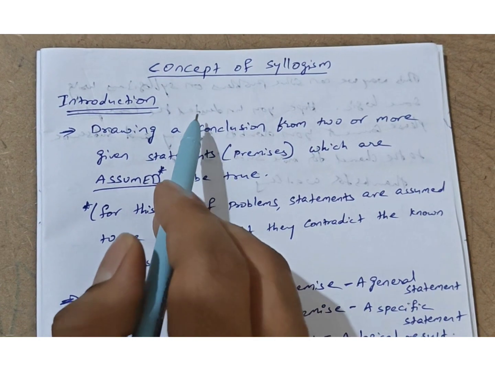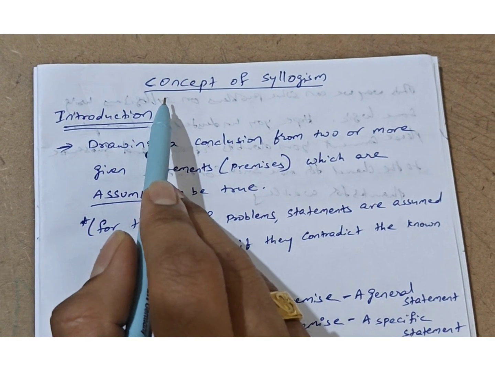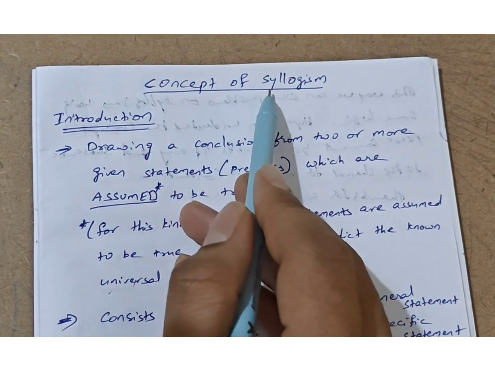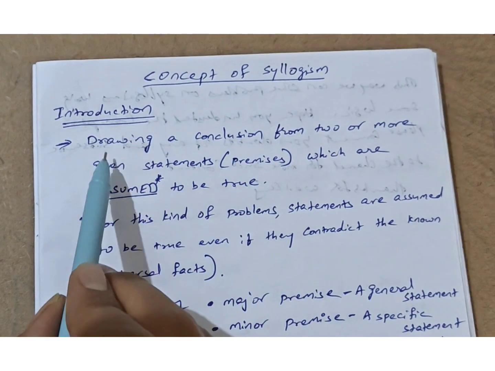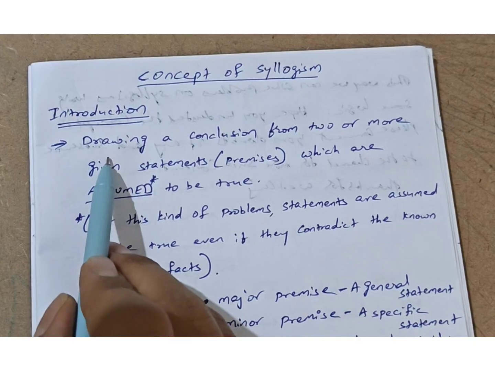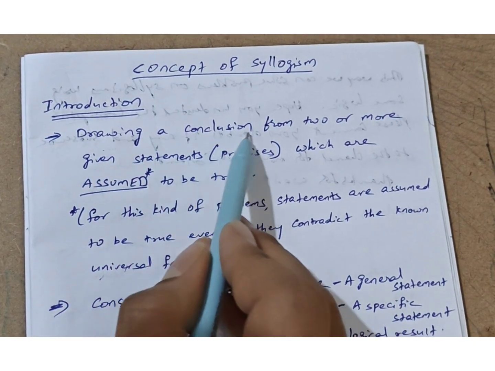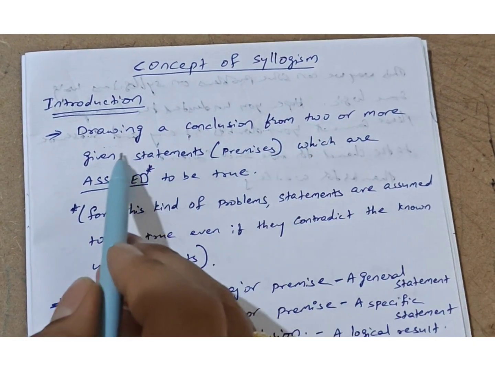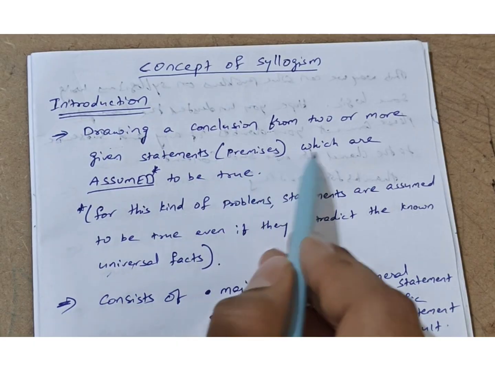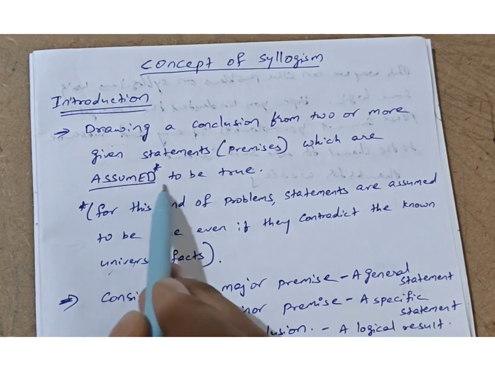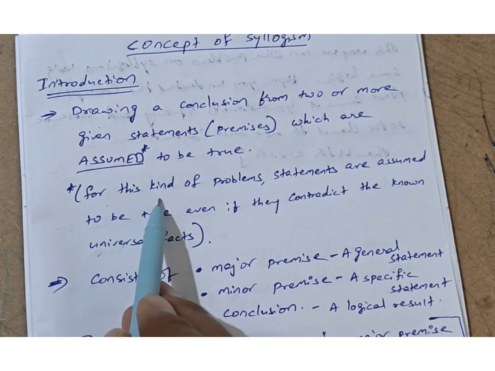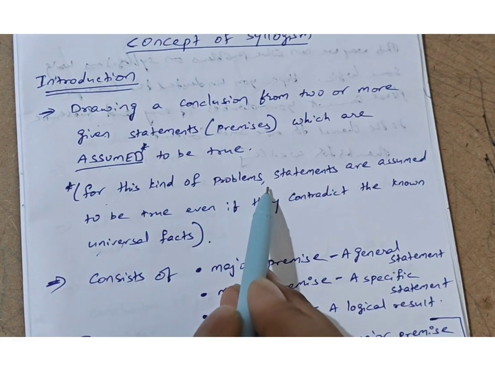Today let's learn about the concept of syllogisms. Syllogism problems mainly focus on drawing a conclusion or conclusions from two or more given statements or premises, which are assumed to be true. For this kind of problem, the given statements should be assumed true even if they contradict known universal facts.